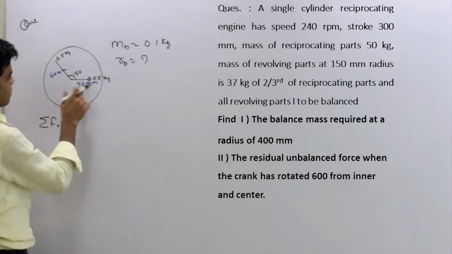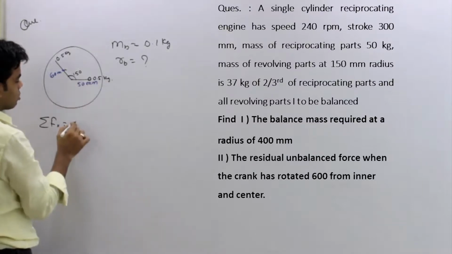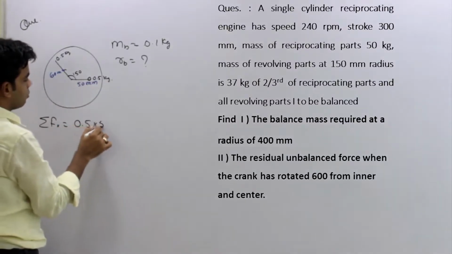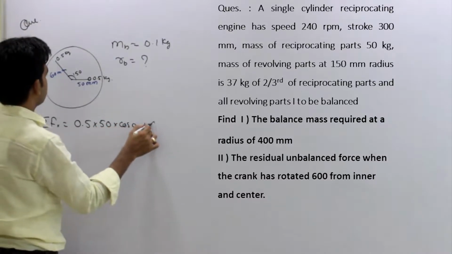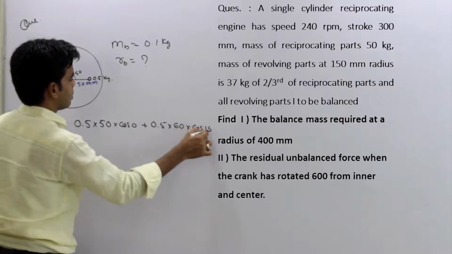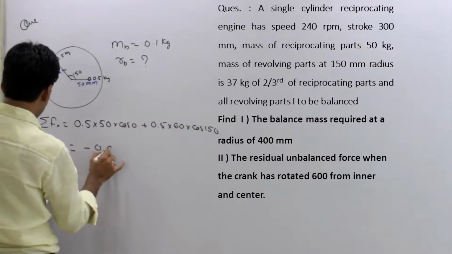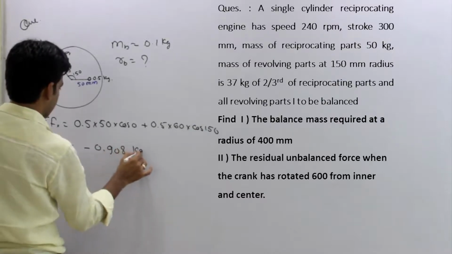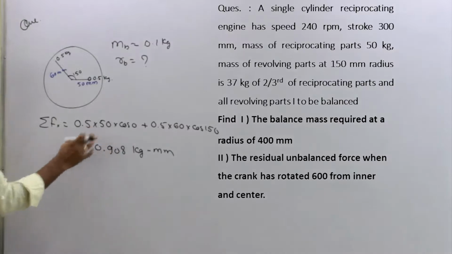So this summation of Fx will be equal to summation of M r cos theta. So this will be 0.5 into 50 into cos 0 plus 0.5 into 60 into cos of 150. So this will be equal to minus 0.908 kg mm. This is taken in mm, this is kg, so this will be minus 0.908 kg mm.